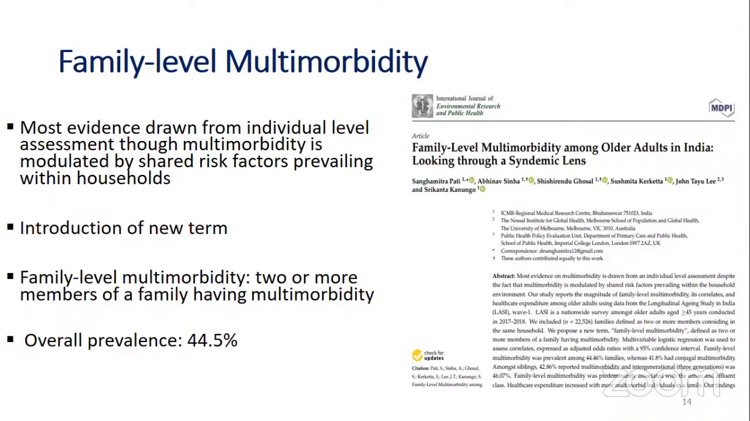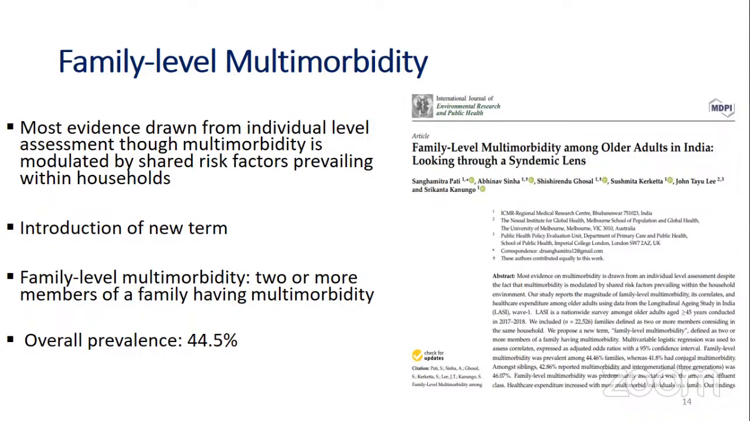So this new term was coined or introduced by us, Sangamitrapati et al. And we defined family level multimorbidity as two or more members of a family having multimorbidity. So why is this important? Because now two different terms come, which few of us will be aware of also: concordant and discordant conditions. If the conditions are similar among the family members, then the kind of precautions or treatment availment and everything becomes easy. But if the conditions are different, then it is difficult to maintain.